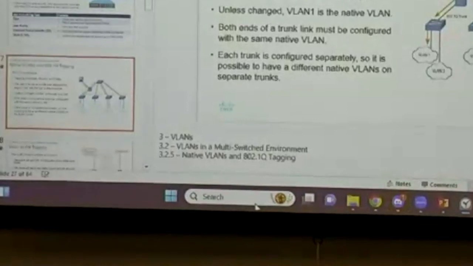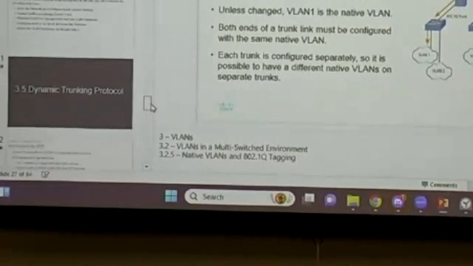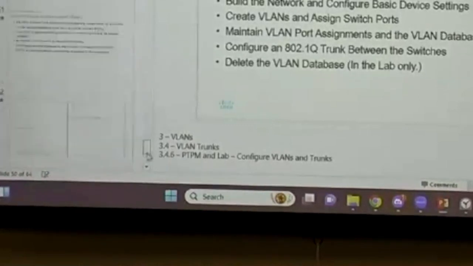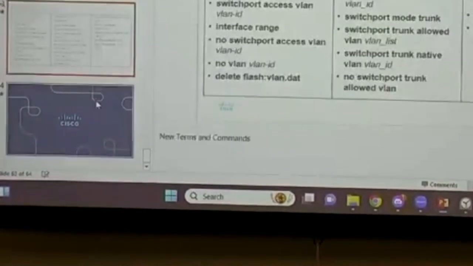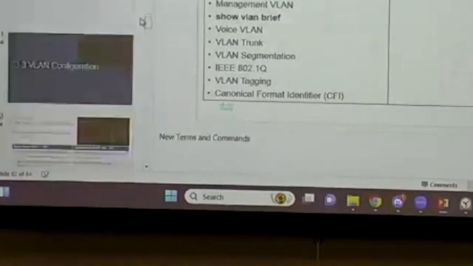Yes, so question? How many more slides by chance? We are on 27 of 64. But a lot of what's at the end, like these Packet Tracer slides, I'm skipping past those. Summary and new terms. So realistically, we're about halfway.